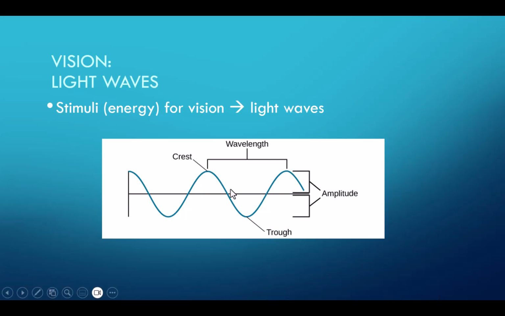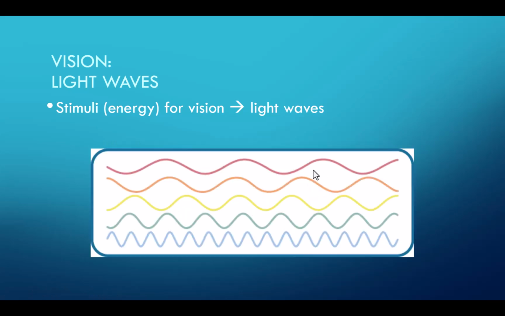And the wavelength shown here is how long the wave is, and it goes from crest to crest. Here we see the amplitude, and that's how high the wave is. This diagram is just showing you that the longer wavelengths are going to give you reds and oranges. The shorter wavelengths are going to give you blues and purples. And so the length of the wave corresponds to the color that we see.